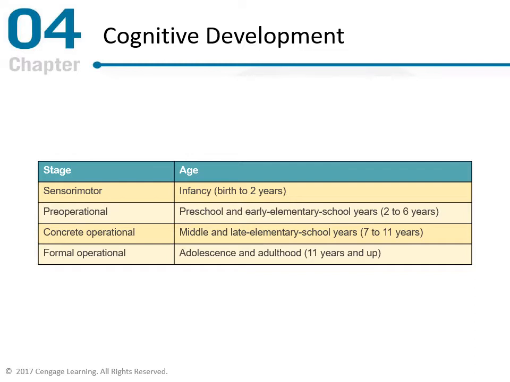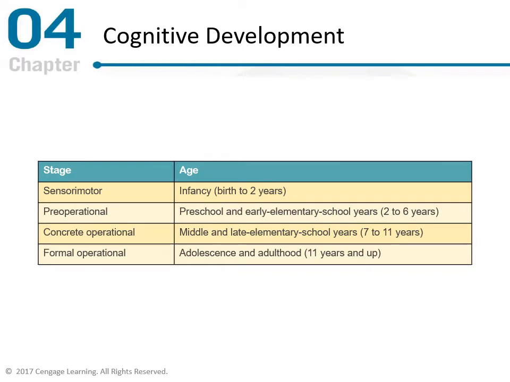So remember, he has four stages and the associated ages. You see the sensorimotor stage, which is infancy, birth to 2 years. In this stage, the baby learns to coordinate actions and develop object permanence. Newborn reflexes are present, and these reflexes continue to at least 4 months, being repeated as a primary circular reaction and creating pleasure for the infants.